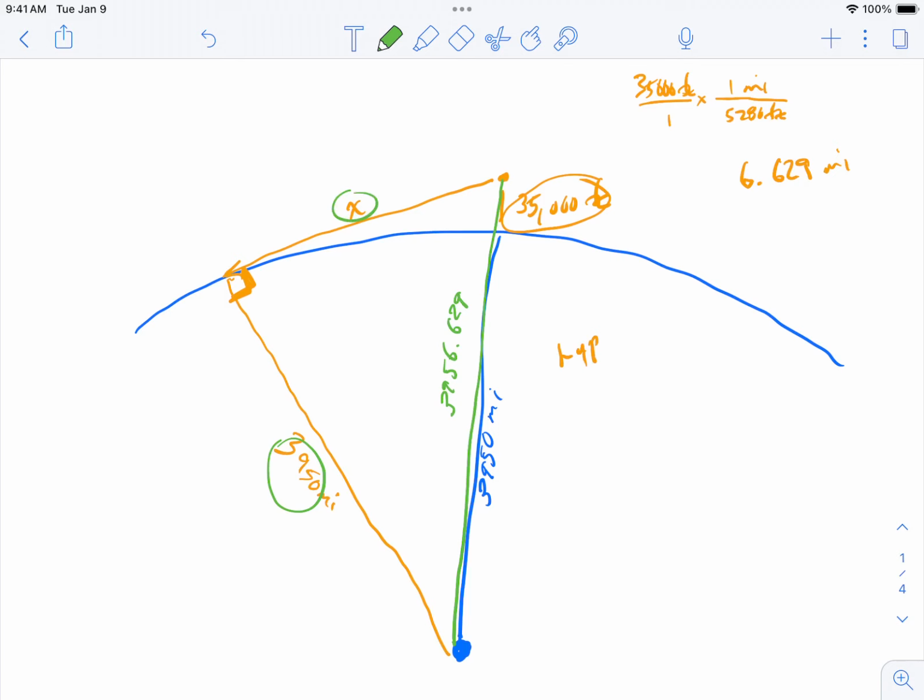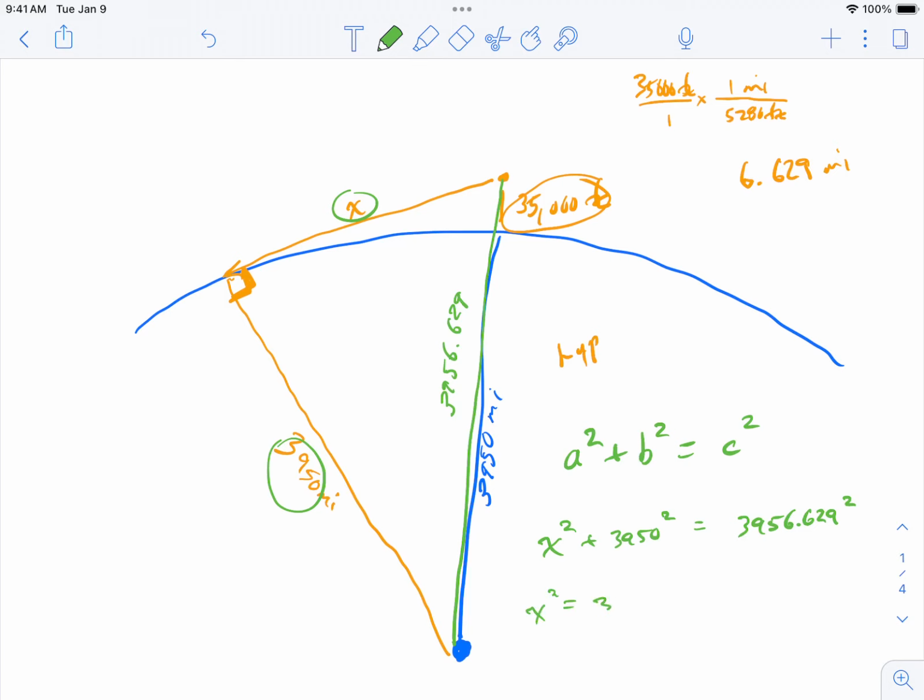Actually, this is not SOHCAHTOA. This is Pythagorean theorem, for goodness sakes. We can use Pythagorean theorem, the old a squared plus b squared equals hypotenuse squared. So make sure you put the hypotenuse over here, right? That has to be the hypotenuse. And so our hypotenuse is 3956.629 squared. So the legs can be, well, I can call that leg x squared, and I can call this leg 3950 squared. So you can kind of see what we need to do here.